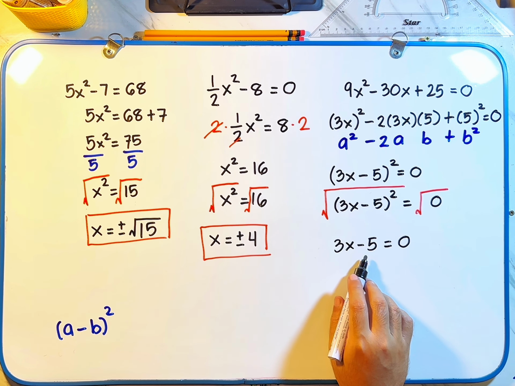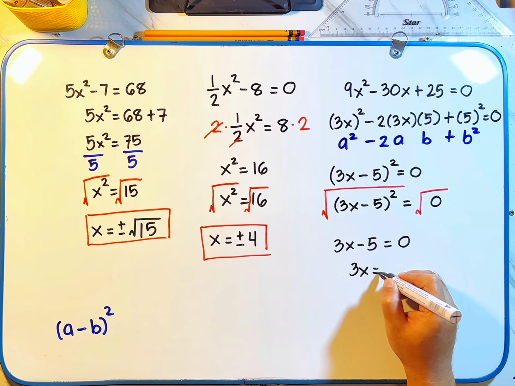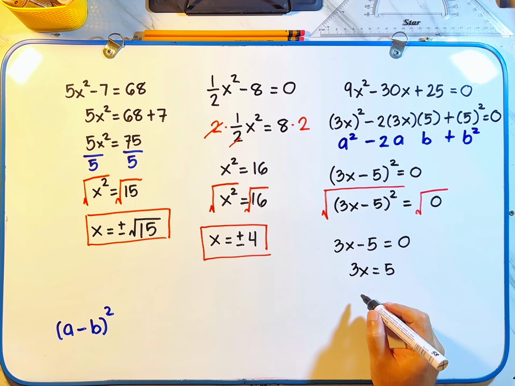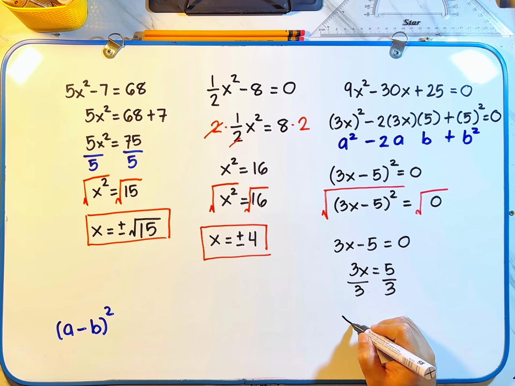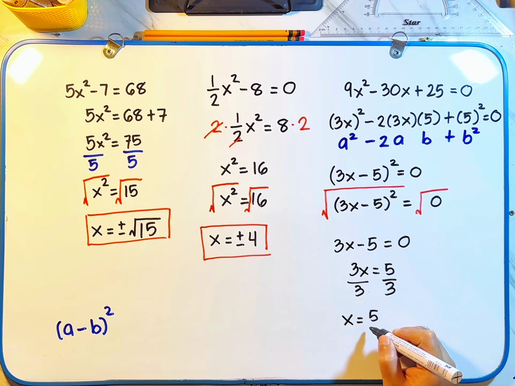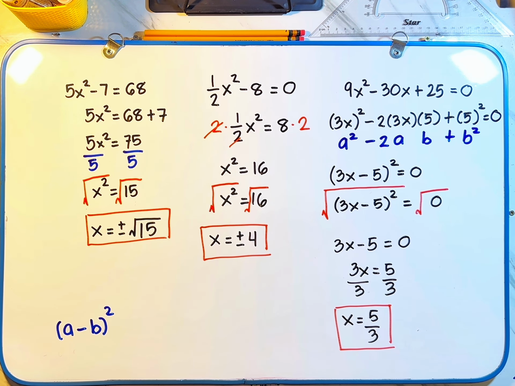Now let us solve for x. Negative 5 is transposed to the other side. 3x is equal to 5. And then dividing both sides by 3, x is equal to 5 over 3. Now take note that we have two solutions here, okay? Not only one. But the two solutions are both 5 over 3. And we call this a double root.